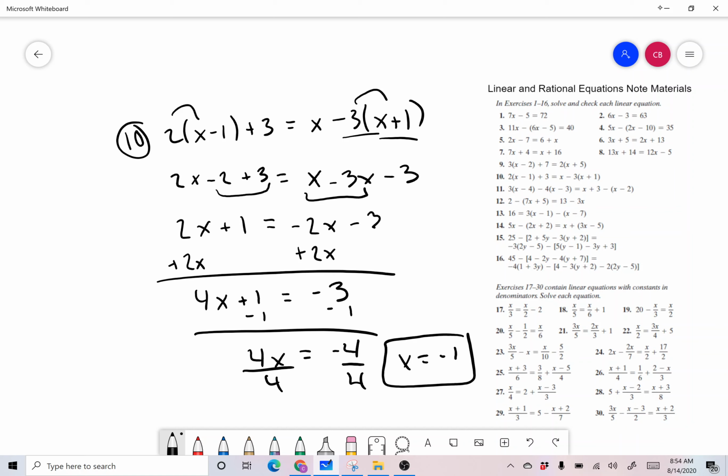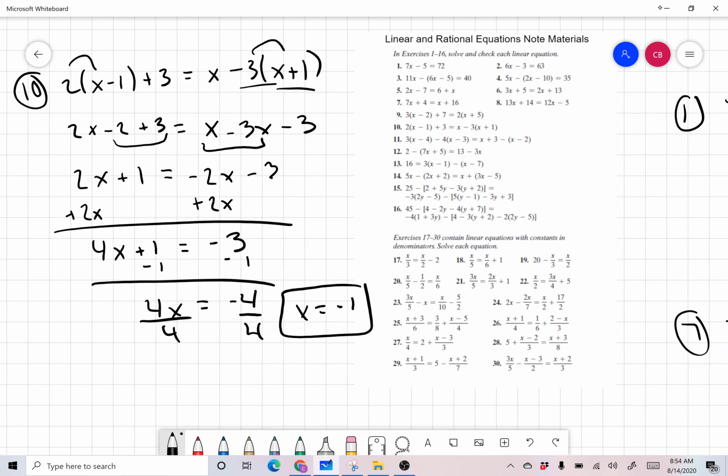Okay. So I'm just basically doing the opposite to each side unless they're on the same side. If they're on the same side, just add them as it says to do or subtract them as it says to do. If they're on opposite sides, then do the opposite when you add or subtract or multiply or divide.